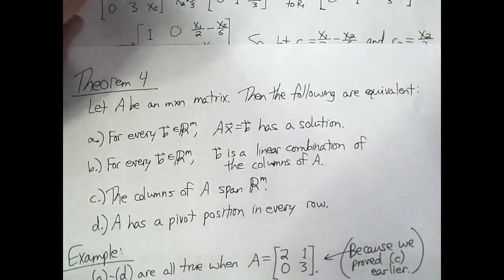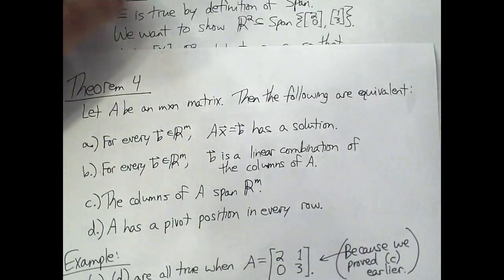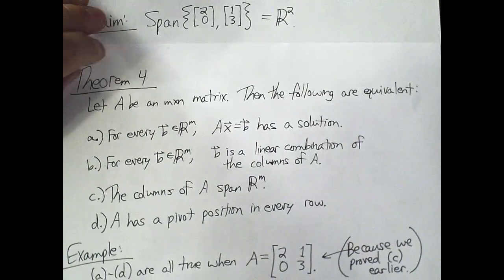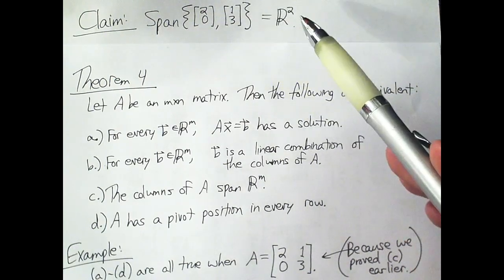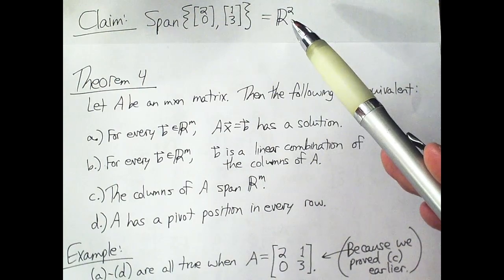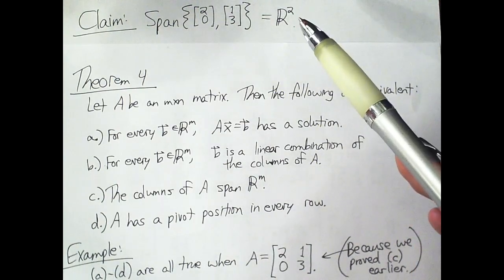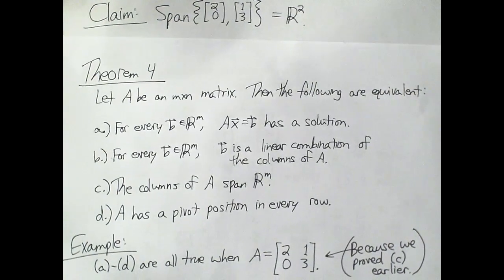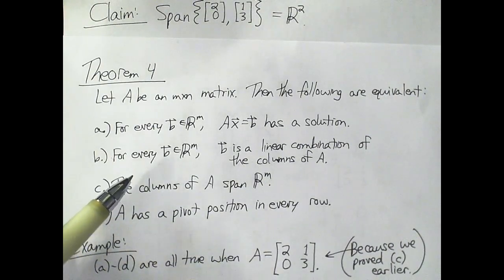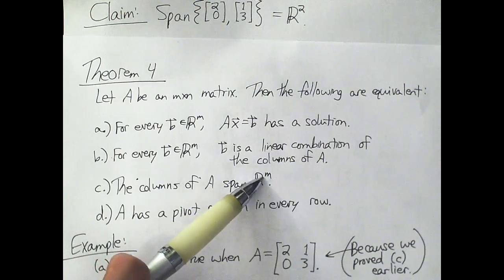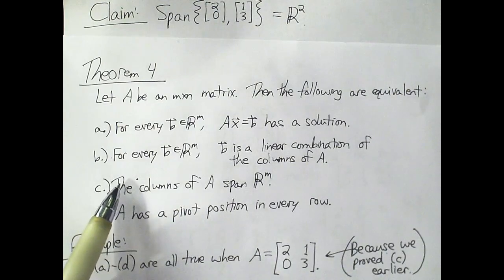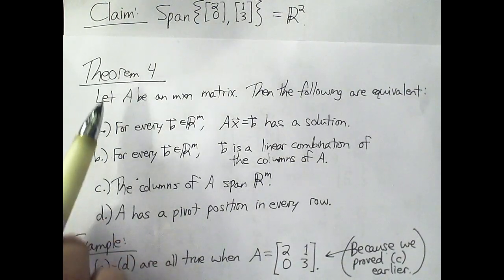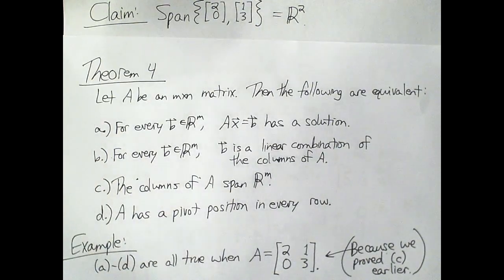Check it out. I can move the page a little bit. Maybe I'll show this at the top of the screen. Bam, right there at the top of the screen. That's the claim. The claim was that the span of these two vectors equals R2, right? We did prove that. So, for this given matrix A, we have already proved that the columns of A span R2. And because statement C has been shown to be true by theorem 4, the rest of them have to also be true.